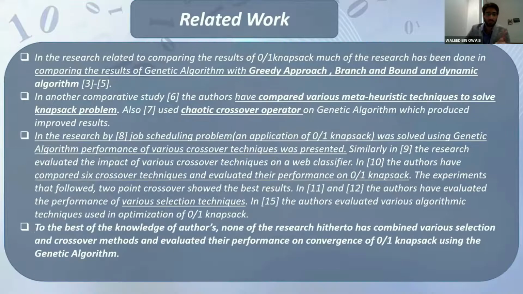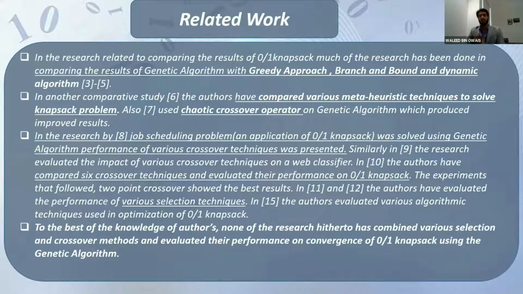This slide gives you a brief insight as to what work has been done hitherto in this area. As you can see, some of the research has compared and contrasted the results of genetic algorithm with greedy approach, branch and bound, and other algorithms. Some have compared various metaheuristic techniques to solve the knapsack problem. Others use the chaotic crossover method. Some of the research had its main focus on the various crossover techniques used in genetic algorithm, and the various crossover techniques were juxtaposed among themselves. And in other research that I have mentioned here, various selection techniques have been used.